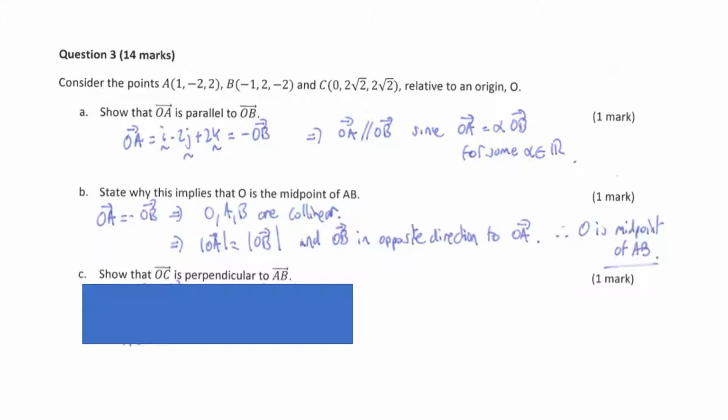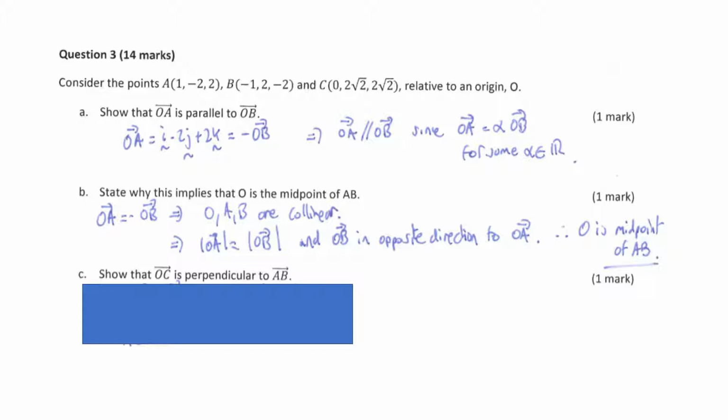State why this implies O is the midpoint of AB. Well, let's have a think about that. Of course, because O is a common point, we know O, A, B are collinear, and because OA is equal to minus OB, the lengths of OA and OB are the same. And because OA is equal to minus OB, OB is in the opposite direction of OA. You put all of that together and you have O being the midpoint of AB.